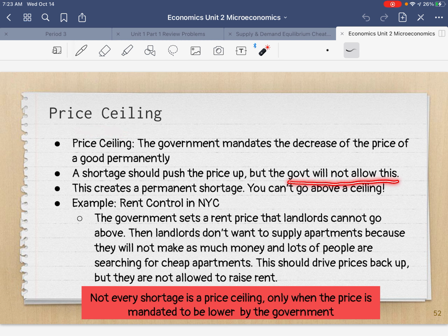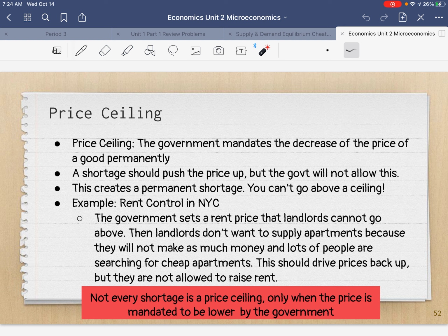The government will not allow the price to be pushed up. They set a ceiling. Okay, here's the floor, here's the ceiling. The price cannot go above the ceiling. Okay? And this creates a permanent shortage. We don't have enough goods because the government has set the price and said, sorry, can't go above this, and there's going to be a shortage, okay? So one good example is rent control in New York City. The government sets a rent price that landlords cannot go above. Then landlords just don't want to have apartments in that area.